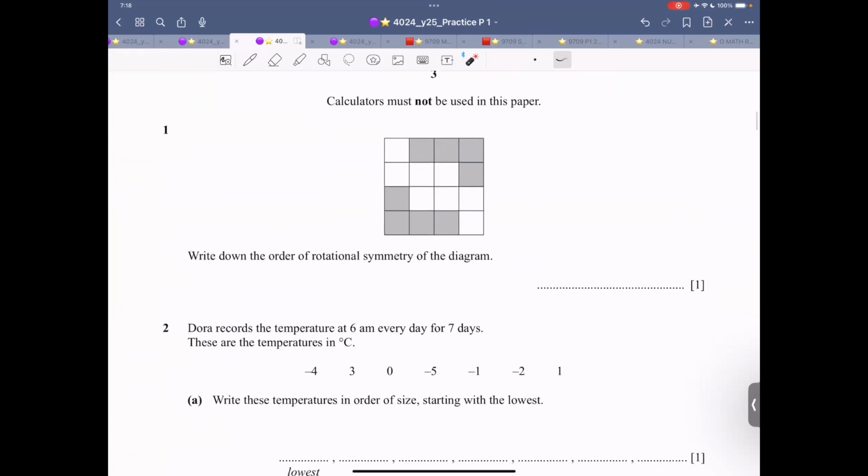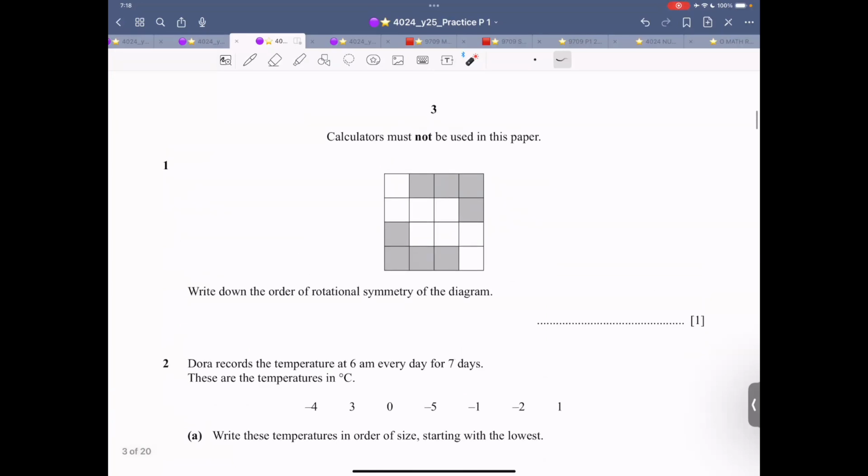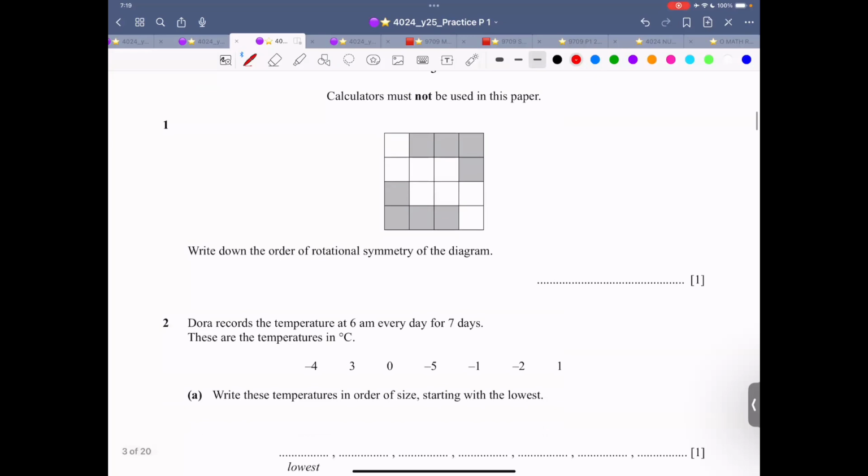So now let's note down the timing. This is 7:18 and we are starting at 7:18 p.m. So I think we'll be able to finish the paper in around 60 plus 20, which is 80 minutes. So let's see. So now the first thing, it says calculators must not be used in this paper.